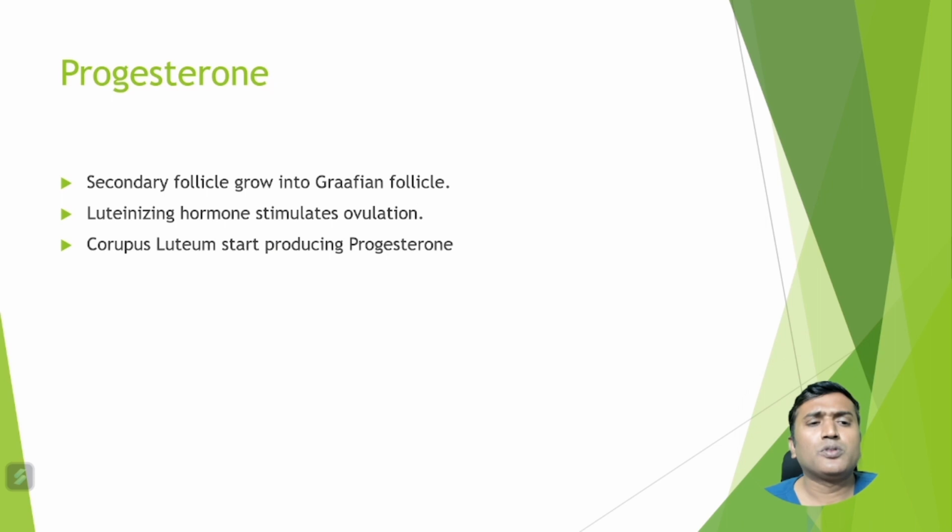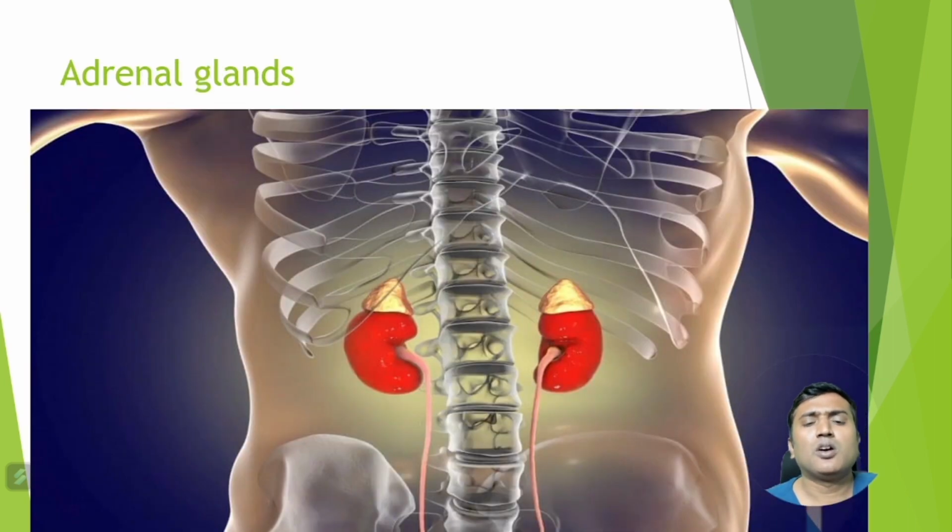Now we are going to talk about progesterone. The secondary follicle grows into the Graafian follicle, and then luteinizing hormone stimulates ovulation. The corpus luteum starts producing progesterone, as we have discussed. Now we have seen how these male and female sex hormones are produced. Now we are going to see about the adrenal glands and their glucocorticoids.